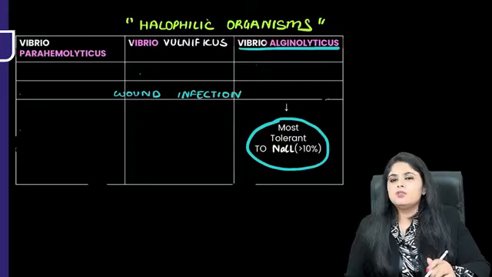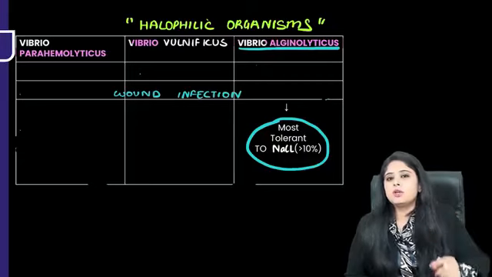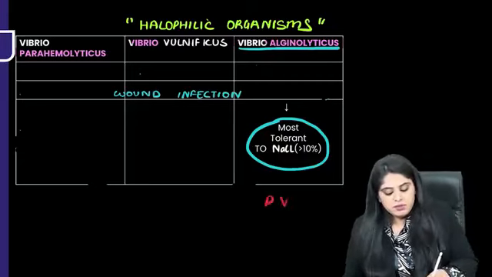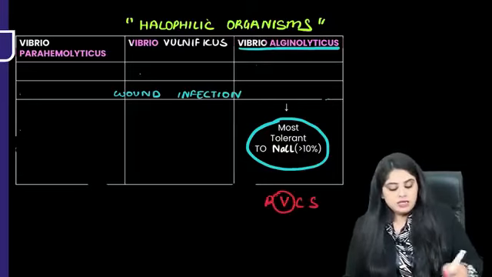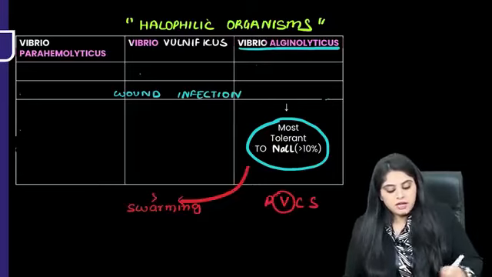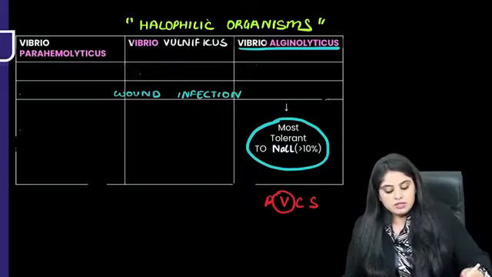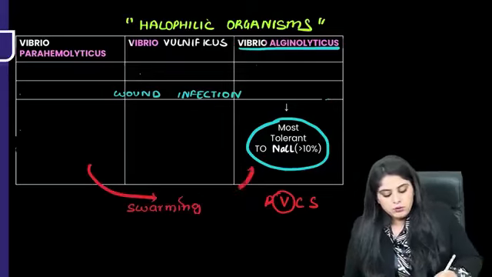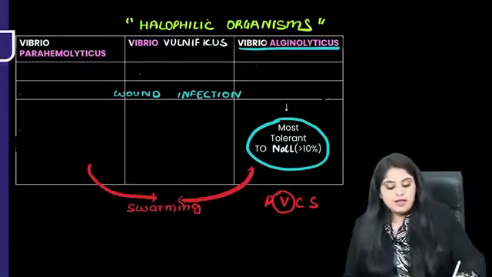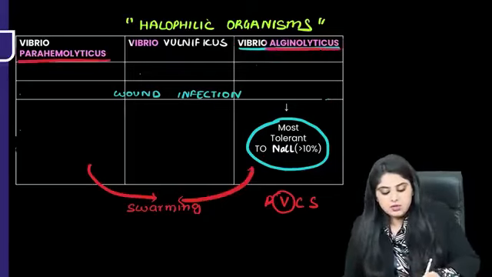Then earlier I had told you which of them shows swarming. Remember there was a mnemonic called PVCs, and I told you in PVCs, Vibrio parahaemolyticus and Alginolyticus are going to show you swarming. That is a question that I had put up for all of you. Both of them tend to show you swarming, the parahaemolyticus and the alginolyticus.